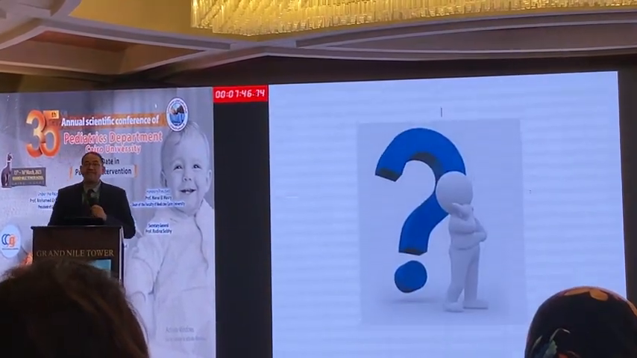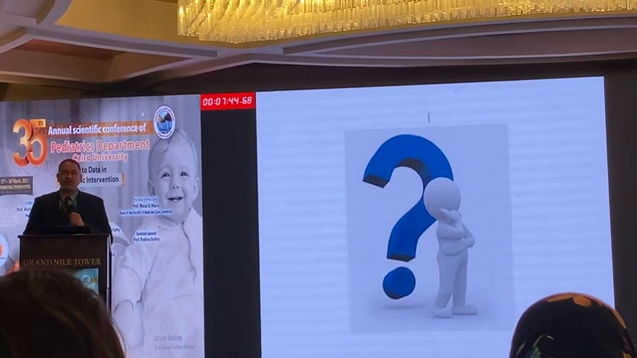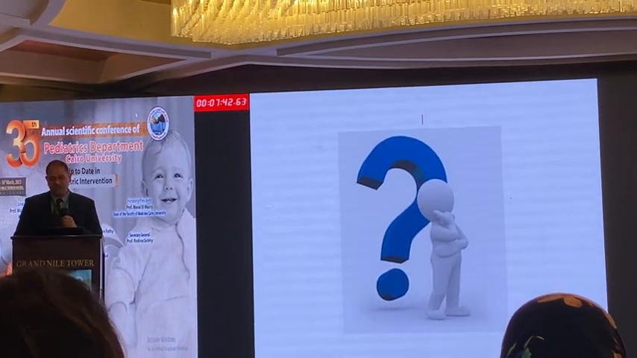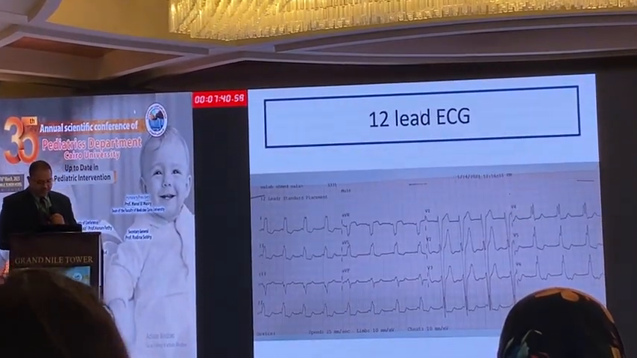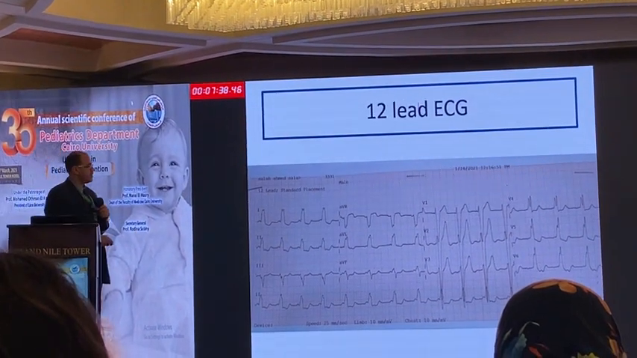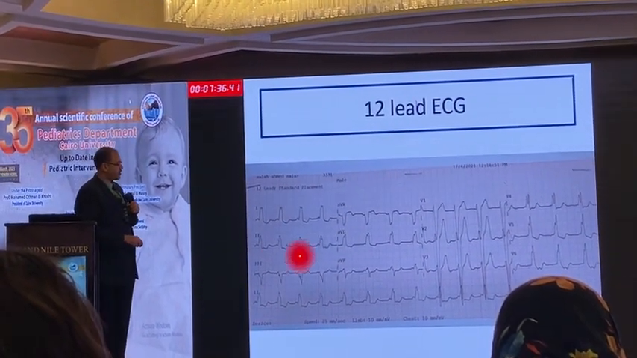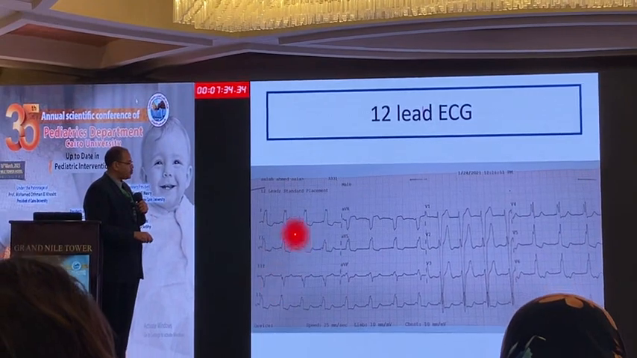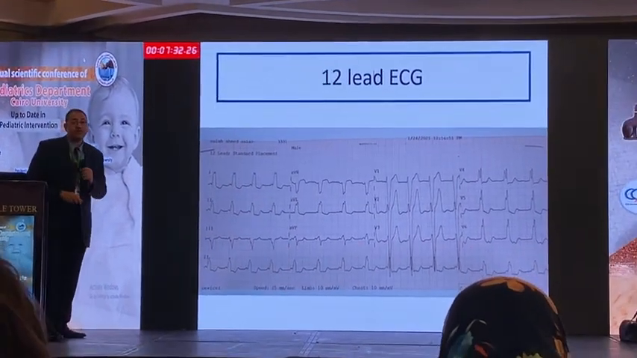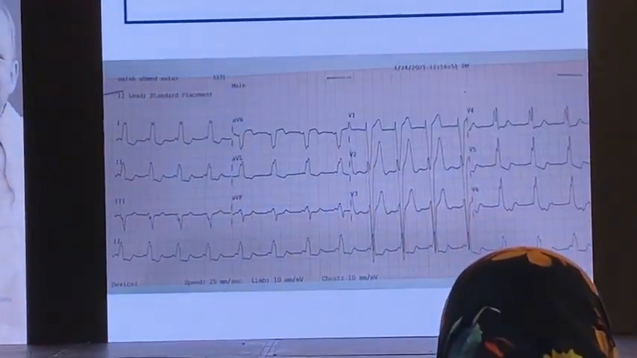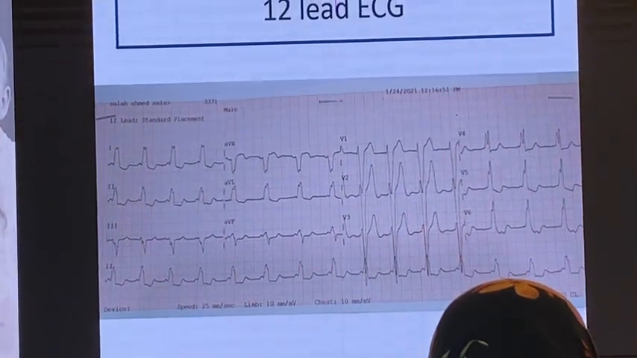Again, this patient was treated as dilated cardiomyopathy and had no ECG. So this is the 12-lead ECG. As we see here, there is a wide QRS and a very short PR interval, which is called WPW or pre-excitation syndrome.